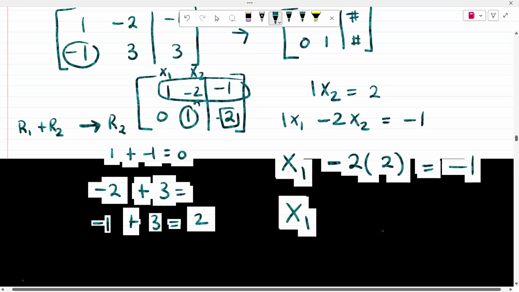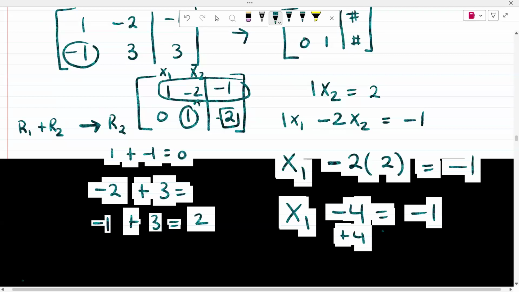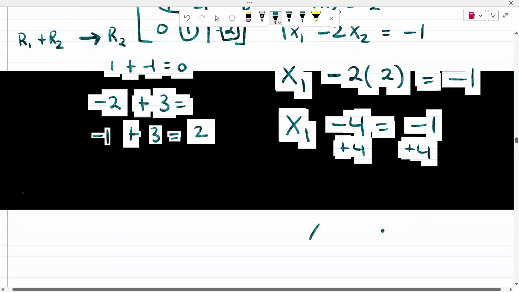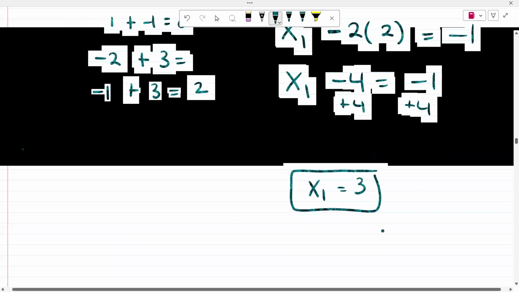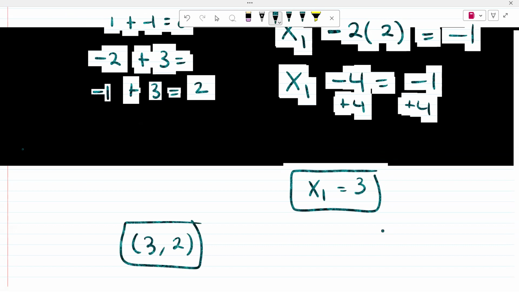Okay, so it's x1, -2 times +2 is -4, equals -1. And then add 4, x1 is 3. Okay, so x1 is 3, x2 is 2, or you could say (3, 2). Not too bad, right? Not too bad.